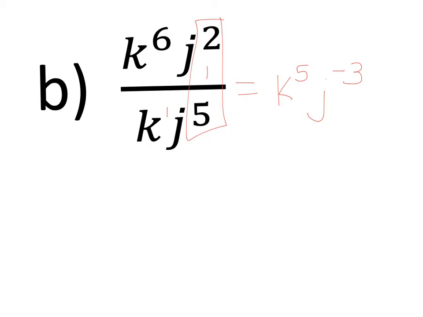Now when I'm thinking about that, reminder, we can't have this negative exponent here. So we're going to have K to the 5th up on top, and J to the 3rd will move to the bottom, and it becomes positive when that happens. And that's going to be your final answer.